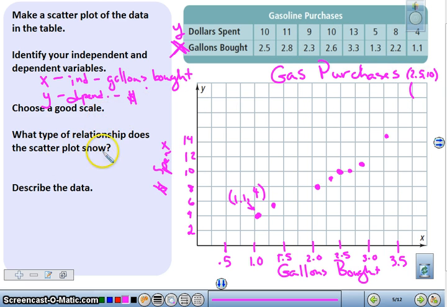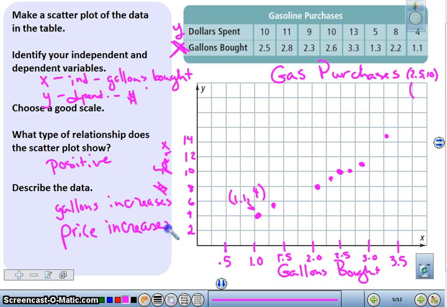What type of relationship does it show? Well, to me, if I'm looking at this, I would say it is a positive relationship. Why do I say it's positive? Because as the gallons increases, the price increases, which makes sense if you're paying per gallon, okay?